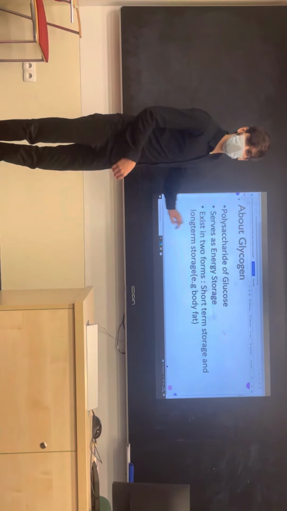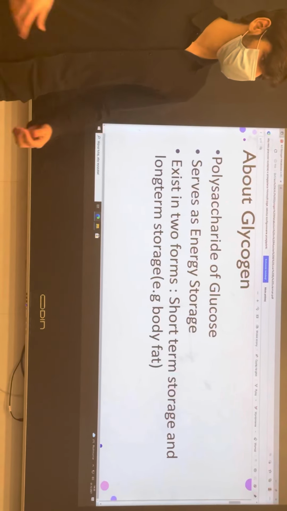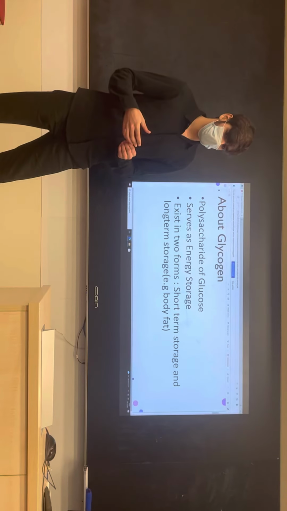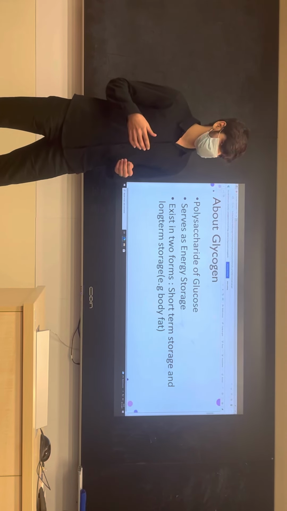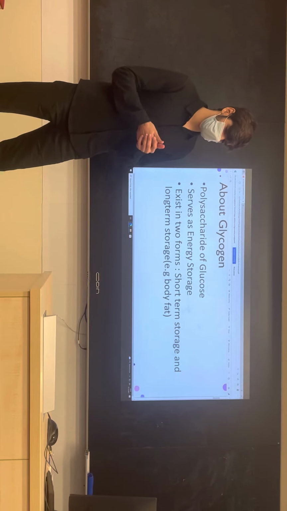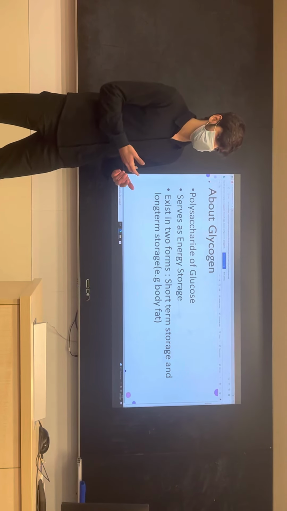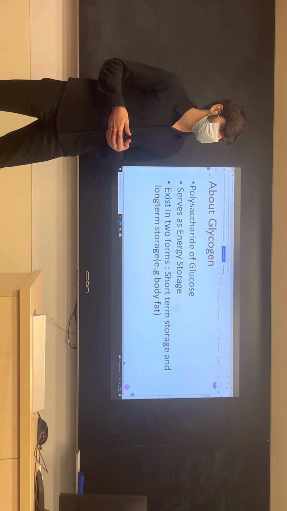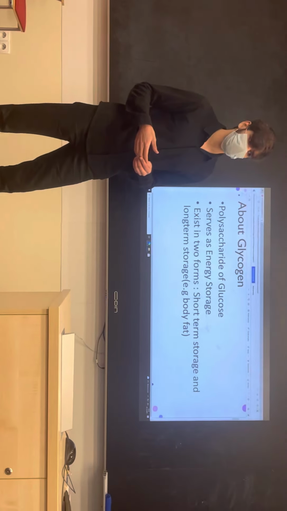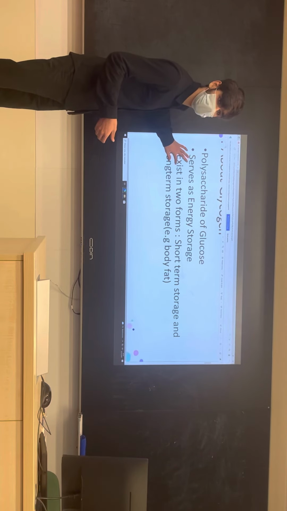So something about glycogen. What is glycogen? Glycogen is a storage form of glucose. It's actually a polysaccharide, and it is an energy storage, in two forms. It can be short-term storage or long-term. Long-term, it can be body fat. So that was all about glycogen, because it's not our main topic.